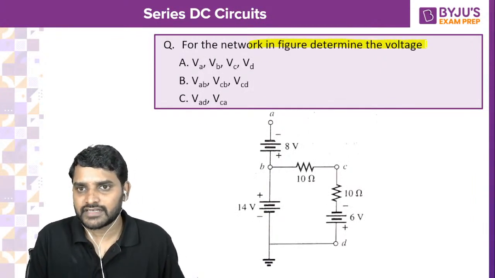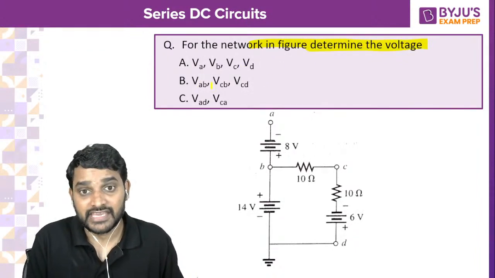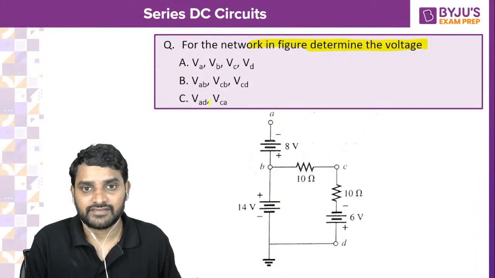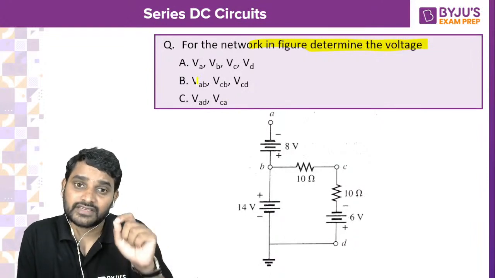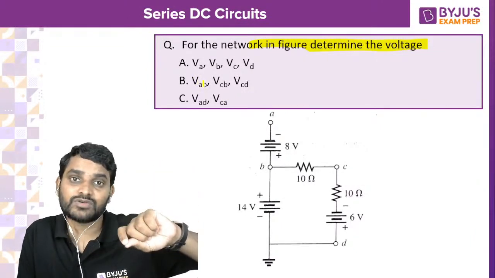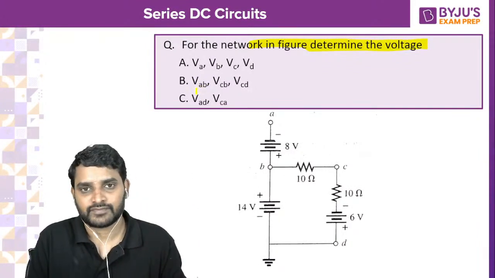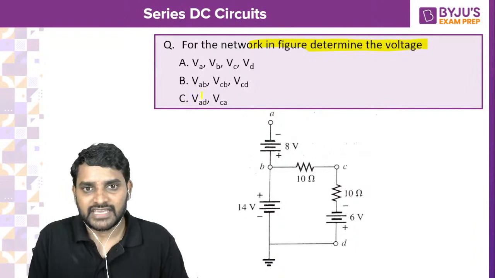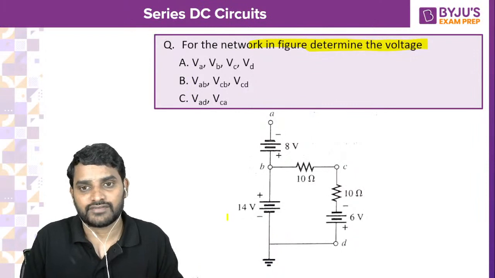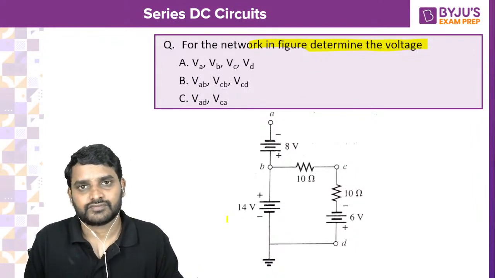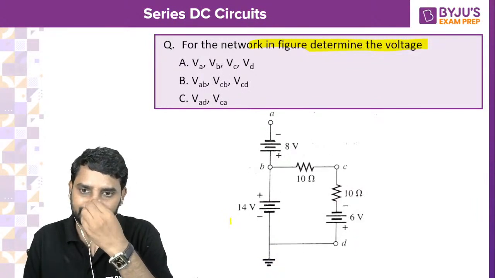For the network in the figure, determine the voltage VA, VB, VC, VD, VAB, VCB, VCD and VAD, VCA. Remember just now I said, whenever he is asking about VAB, so VA is at higher potential with respect to B terminal. A is at higher potential with respect to B terminal, like that. Can you tell me VA? VA is nothing but from the ground. From the ground you have to move. Can you tell me what is VA?